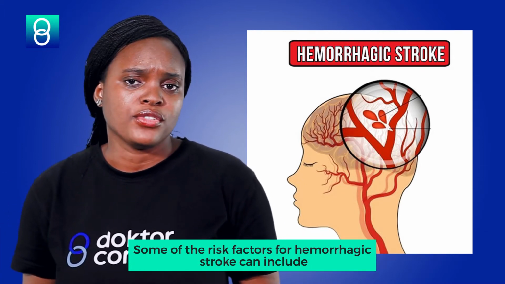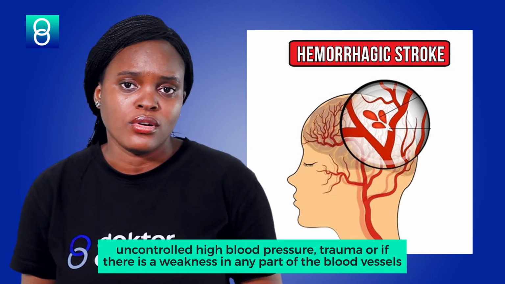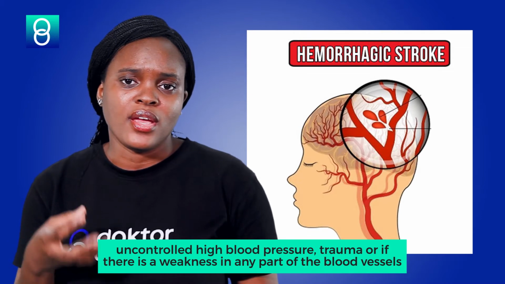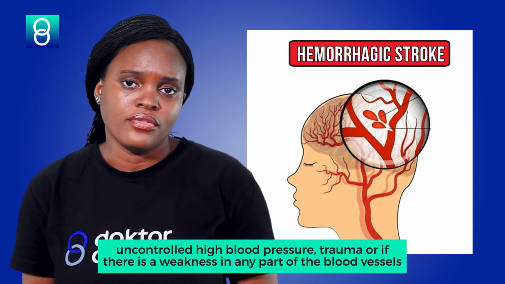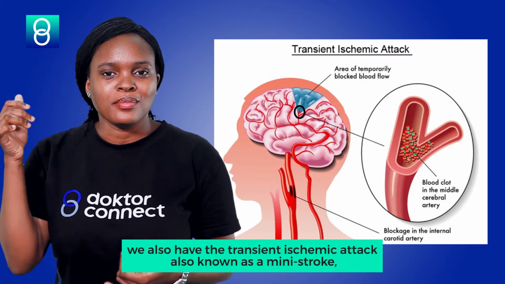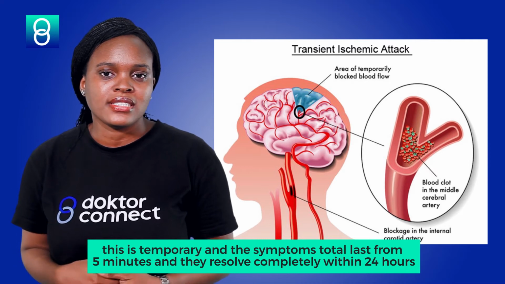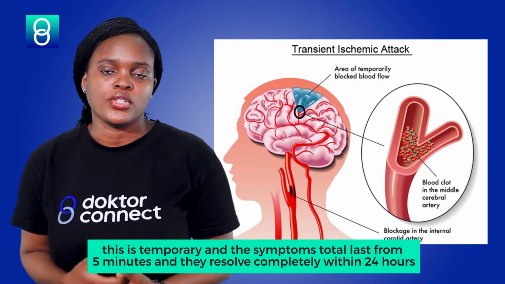Some of the risk factors for hemorrhagic stroke can include uncontrolled high blood pressure, trauma, or if there is a weakness in any part of the blood vessel. We also have the transient ischemic attack, also known as a mini stroke. This is temporary and the symptoms typically last from 5 minutes and they resolve completely within 24 hours.